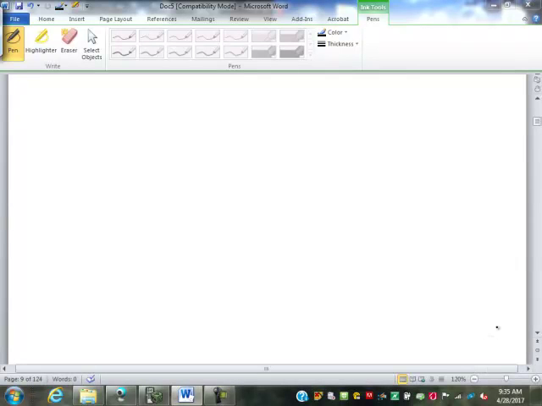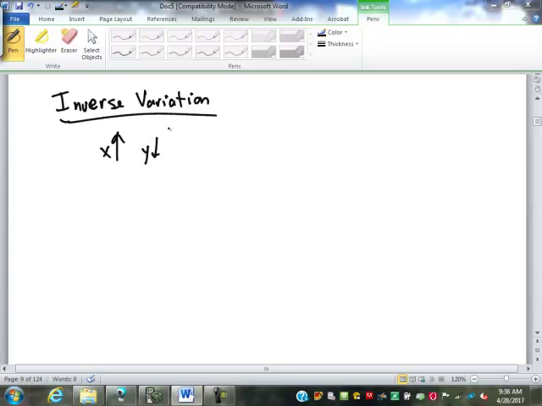Well then, our next step is to talk about inverse variation. As we mentioned earlier, inverse variation is when the value of one variable gets larger, the other variable has to get smaller, or vice versa. And this is usually referred to as a constant product.